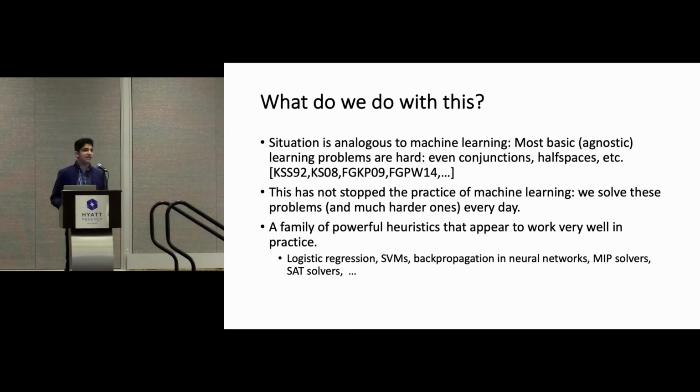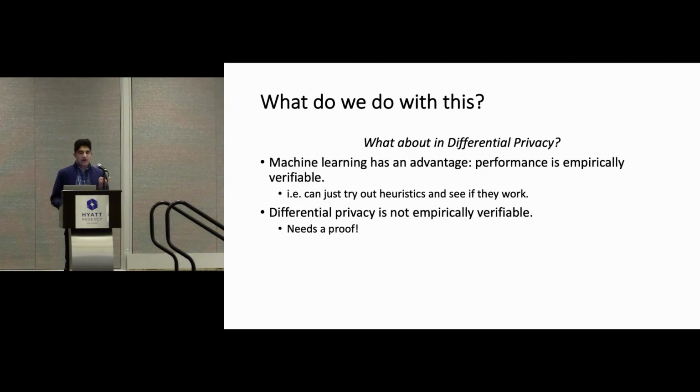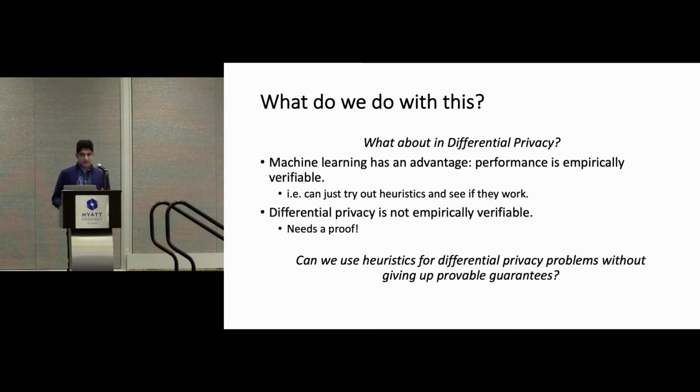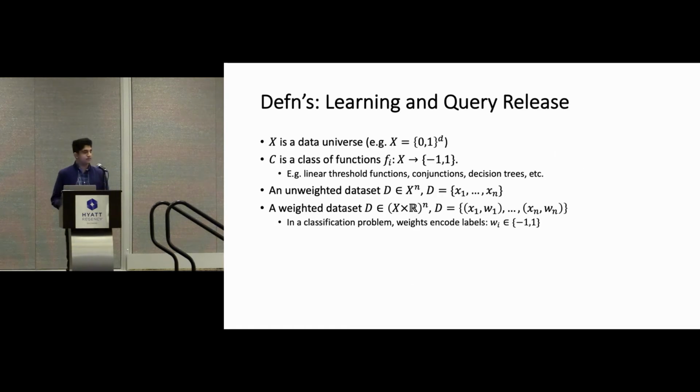This is not the case in differential privacy. In differential privacy, we need a proof to show that the algorithm is actually private. And so while worst case hardness is irrelevant in machine learning, up until this point in differential privacy, we haven't been able to use these heuristics. And so the goal of this paper is to use heuristics that may fail for differential privacy problems without giving up provable guarantees. Okay.